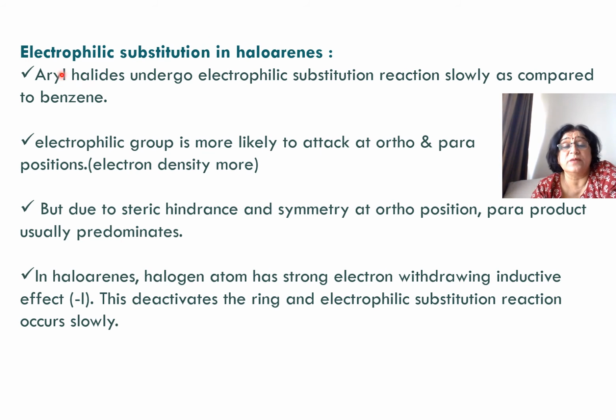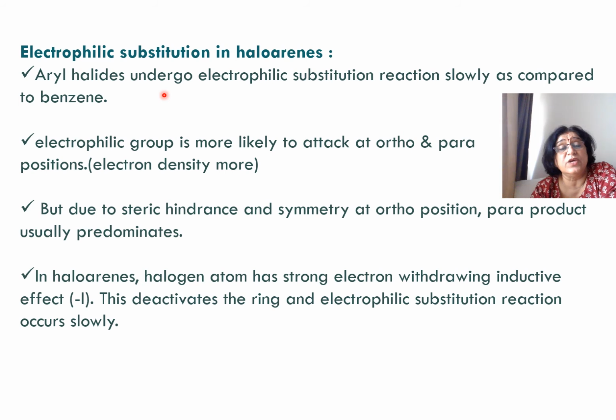Now let's come to the electrophilic substitution reaction. In electrophilic substitution reaction, what is happening? Aryl halide undergoes electrophilic substitution reaction slowly as compared to benzene. Why does it go slowly? Because electrophilic substitution reaction happens on the ring, and aryl halide contains a halo group. The halo group shows the minus I effect, so it pulls the electrons towards itself.